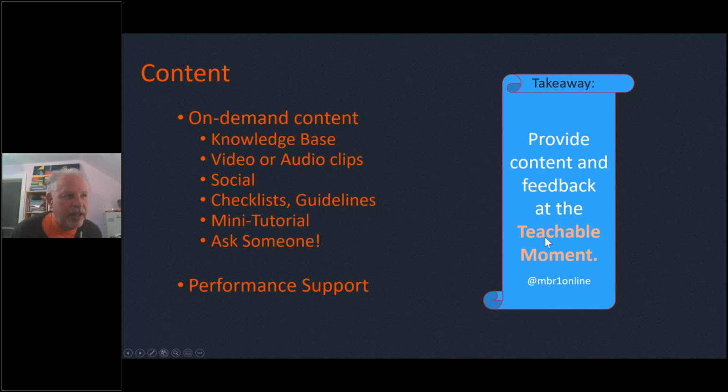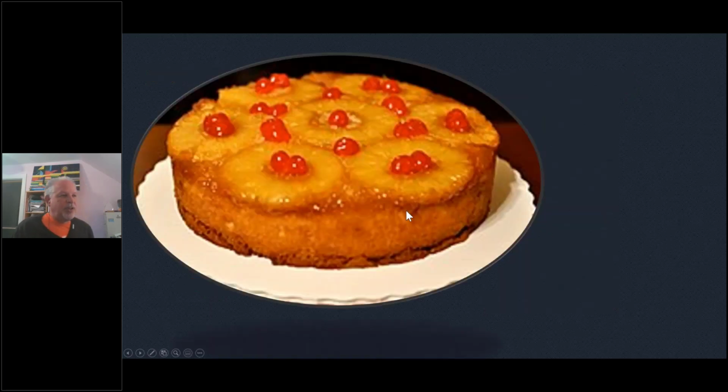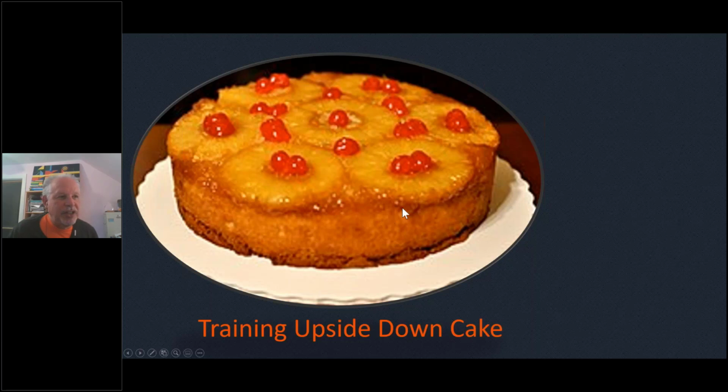Okay, so what does that mean for training? Someone asked about e-learning. Okay, so you know what this is, right? Upside down cake, pineapple, okay? Well, think about it as an upside down training cake. Instructional design's typical paradigm is you break things down into meaningful chunks, you sequence it, you give the information, you add in some interactions, then you have people apply it, right? That's a typical instructional design process.